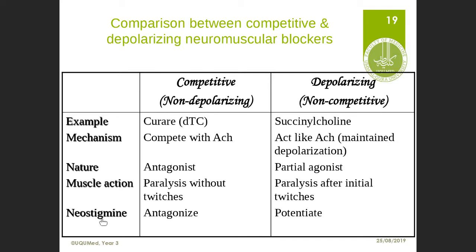So neostigmine is a drug which may act as a competitive antagonist in the case of these competitive neuromuscular blockers, but it potentiates the effect of the depolarizing neuromuscular blockers. Everybody is clear?